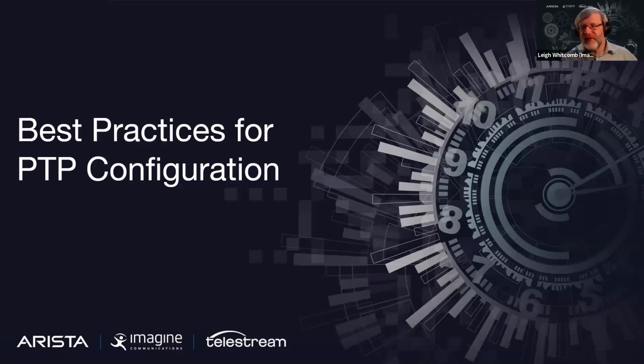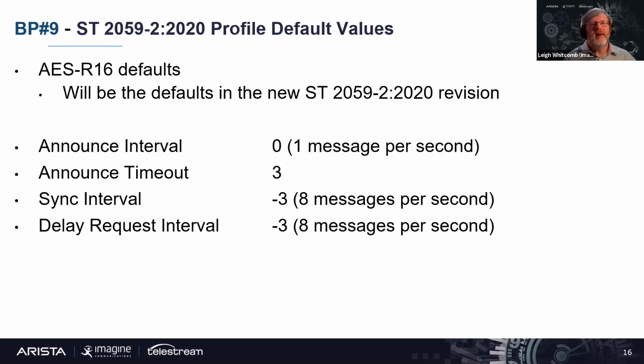So now moving into looking at PTP configurations. In terms of choosing your values for your message rates, you basically want to use the values in the 2059-2 2020 default values. This isn't published, but it will be published very shortly. AES67 and SMPTE profiles had some slightly different defaults. We created this document called ASR16, which tried to reconcile that.